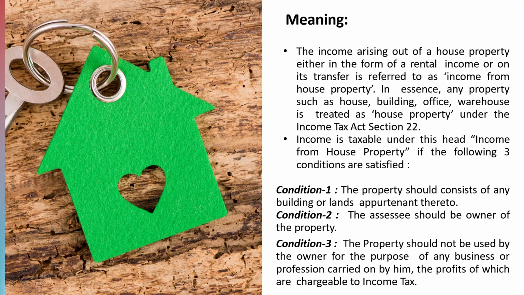The income arising out of house property, either in the form of rental income or on its transfer, is called the income from house property. Whenever the assessee gets any income from the house property in rental form, or transfers that house property and income is generated for the assessee, that income is called the income from house property.